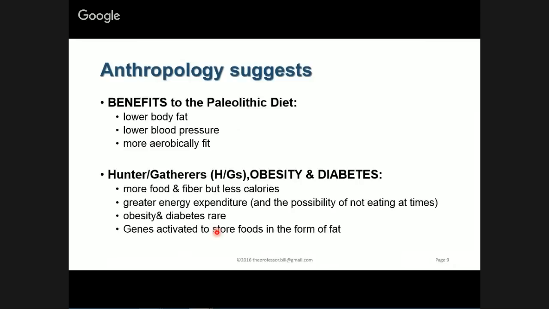So for them, obesity and diabetes tended to be really rare. We know, however, one thing. There is also a genetic component. In times where they needed to store fat, they were able to. There is a genetic component in the adipocytes that allows the adipocytes to be able to store different types of fat, to break it down and to store it effectively.